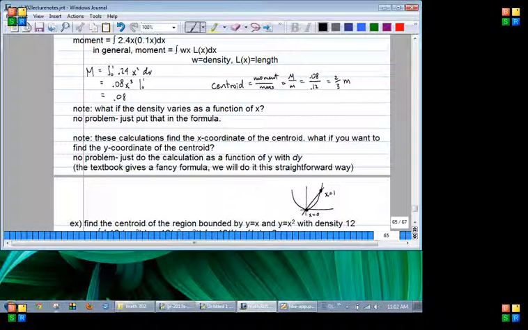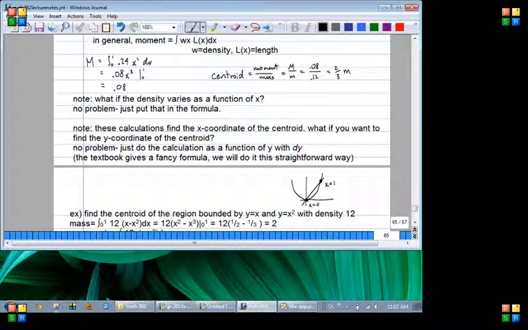Well, what's the length function? The length function is whatever the length is at a particular x value. So what's the length at a particular x value? It's the distance between those two functions. You can see that x is on top and x squared is on bottom, so as we've seen before, you want to do x minus x squared. And we know that we're integrating from 0 to 1. So this will give you the mass, which we need, so that's good.